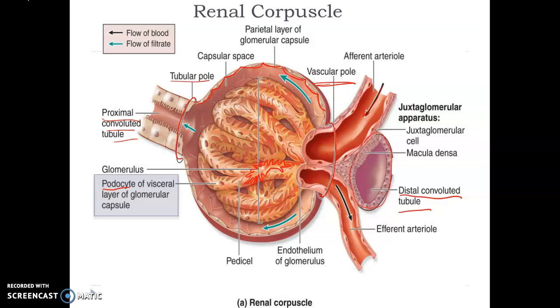So in your exam, you might get a question like, name the cells that make up the visceral layer of the glomerular capsule and cling to the surface of the glomerular capillaries. Your answer should be podocytes. Okay.